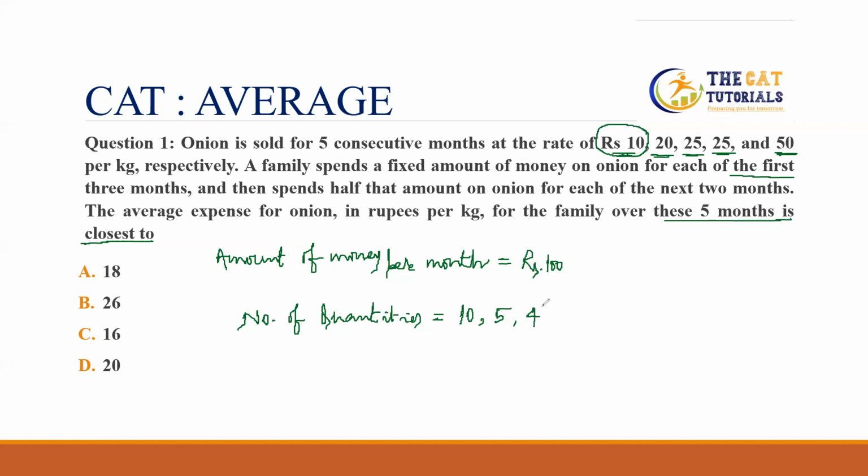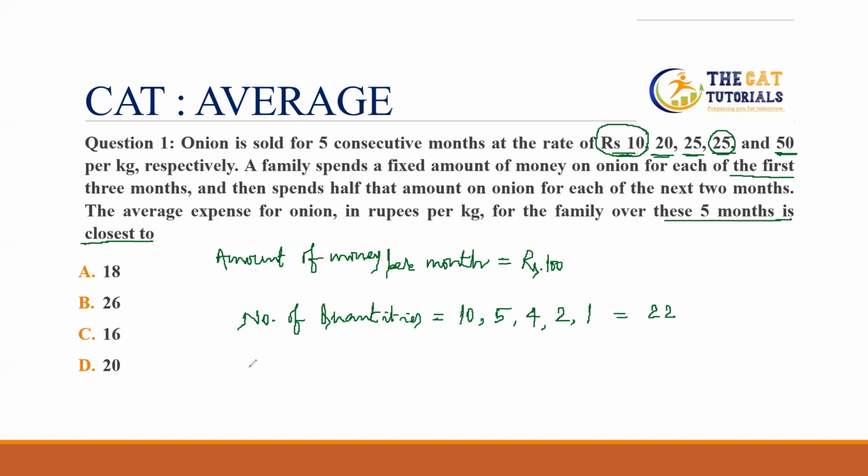But again, it is given in the question that it then spends half the amount on onion for the next 2 months. So for the next 2 months, we don't have to take rupees 100. We have to take rupees 50. With rupees 50, we can purchase only 2 kg in the 4th month, and only 1 kg during the last month. So the total quantity is 10 plus 5 plus 4 plus 2 plus 1, which is equal to 22.